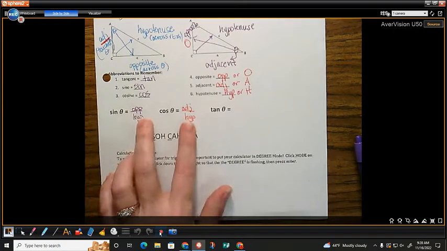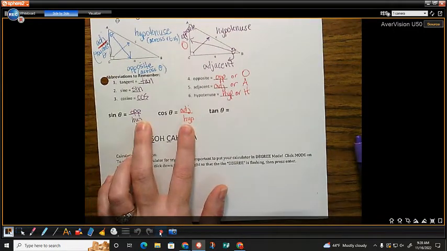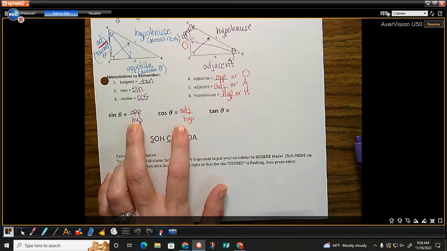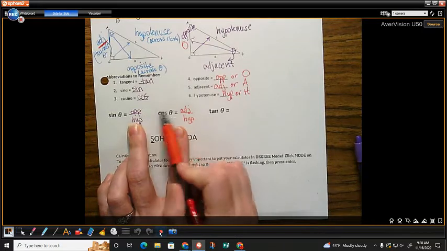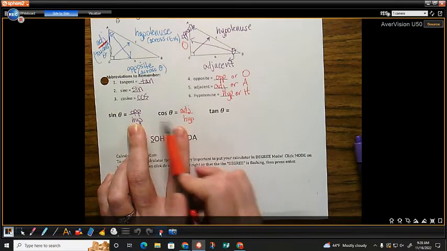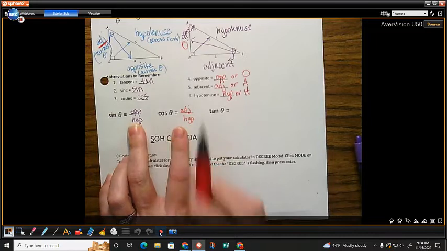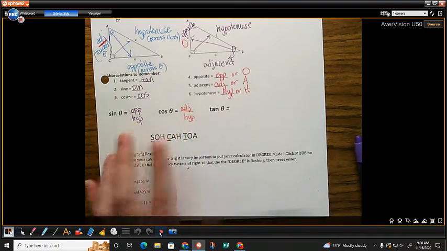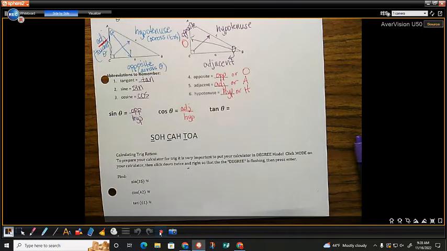Will these two numbers ever be the same? Will these two ratios ever be equal? Yeah, if your opposite equals your adjacent, you will end up with the same ratio for these. If you have an isosceles triangle, they come out the same. Kind of a fun thing to figure out.